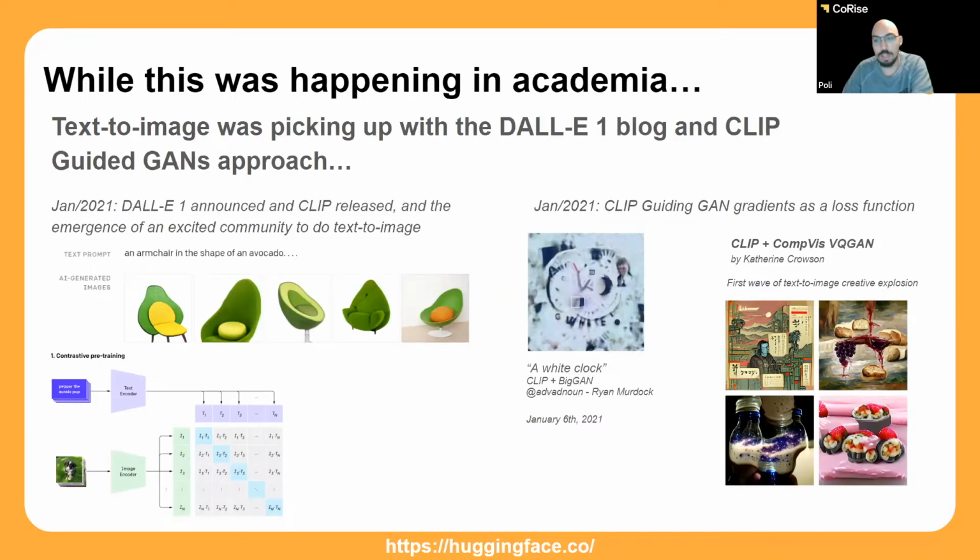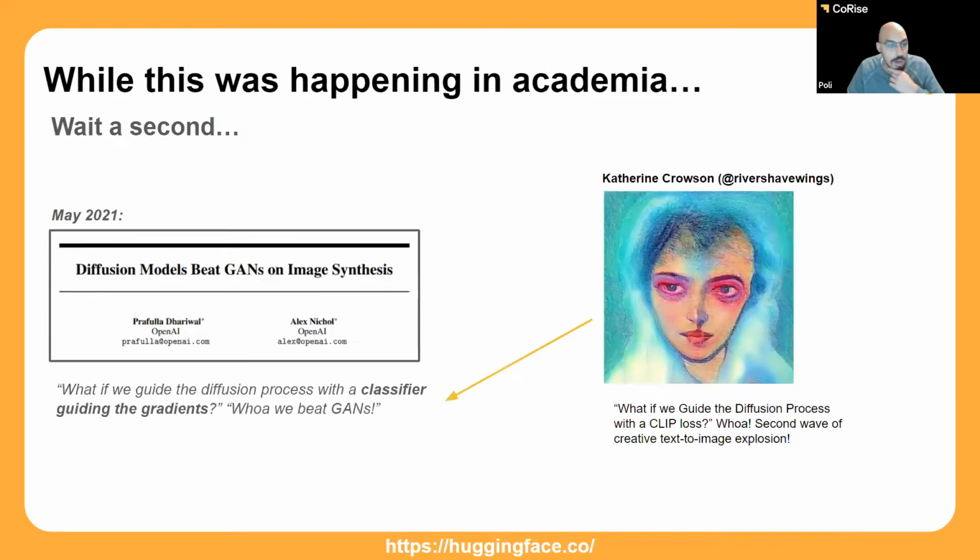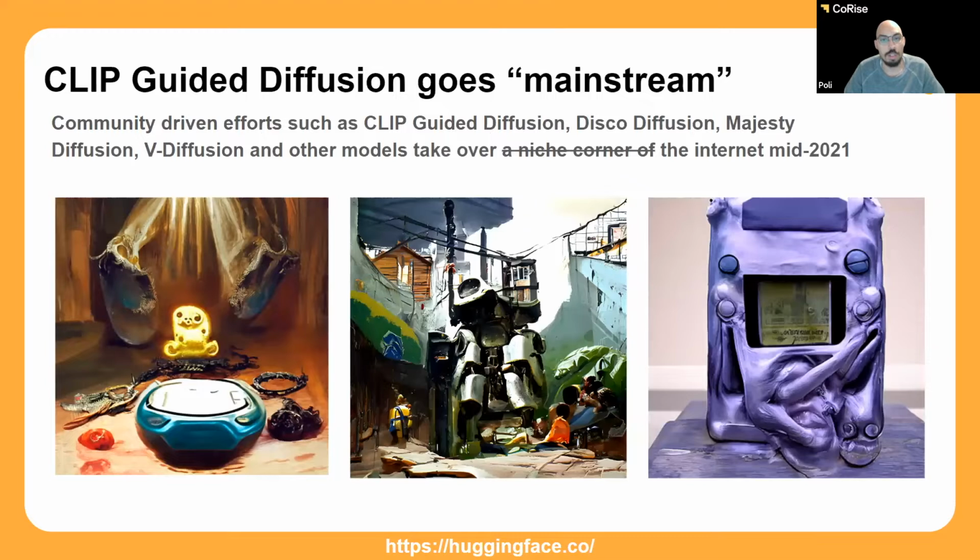So they were using CLIP to guide loss or gradients as a loss function. So Katherine Crowson essentially asked herself, and then implemented, what if we guide the diffusion process with a CLIP loss? And then we saw a second wave of a creative text-to-image explosion, which was called CLIP-guided diffusion. So this got kind of mainstream, and then community-driven efforts appeared and took over a niche corner of the internet in mid-2021 with these amazing capabilities of generating images. You might have heard about Disco Diffusion and others.